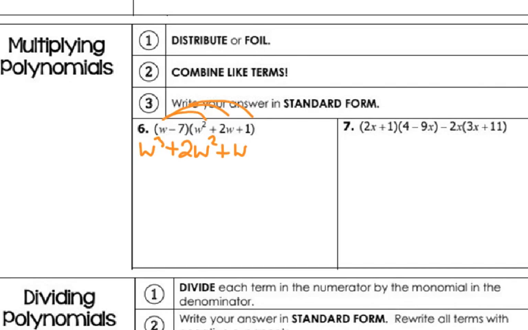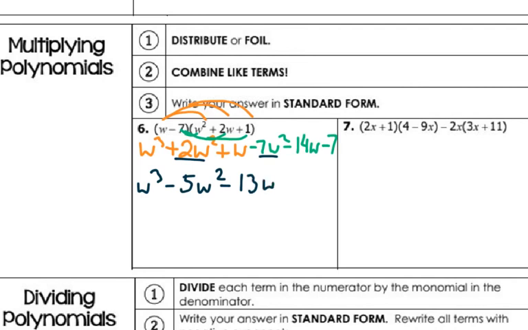Then we're going to move on to negative 7 and multiply negative 7 by all the terms in the second polynomial. So we get negative 7w squared, minus 14w minus 7. Now we're going to combine like terms. W cubed is just 1. Then we're going to combine w squared, which will give me negative 5w squared. And I'm going to add w, so negative 13w minus 7. That's my answer.